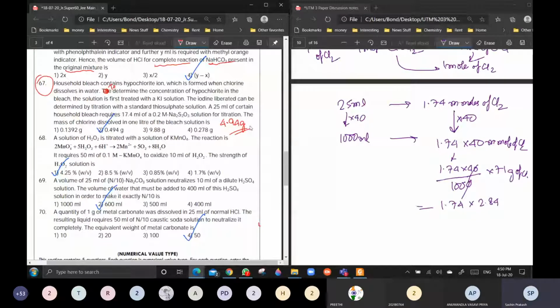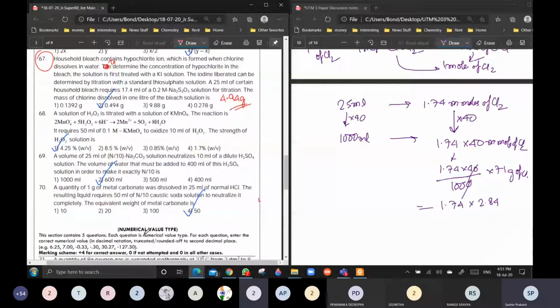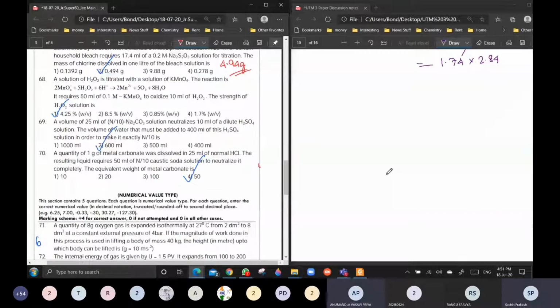Anyone who got 4.94 grams as answer? Yes, sir. Okay. So what did you mark? I didn't keep anything, sir. Okay. Then it is going for delete actually. None of the options are matching. Okay. After this, 68, 69. 68 is a doubt.